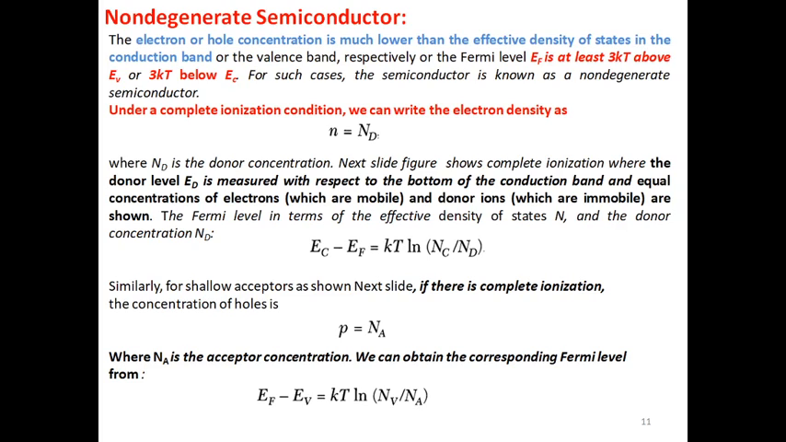Then we have to go to what is meant by non-degenerate semiconductor. But before that, we should know what a degenerate semiconductor is. Degenerate semiconductors are semiconductors in which, when we dope the impurities, the doping concentration is so high that its conductivity becomes comparable to the conductivity of a conductor material, and then we call it a degenerate semiconductor.